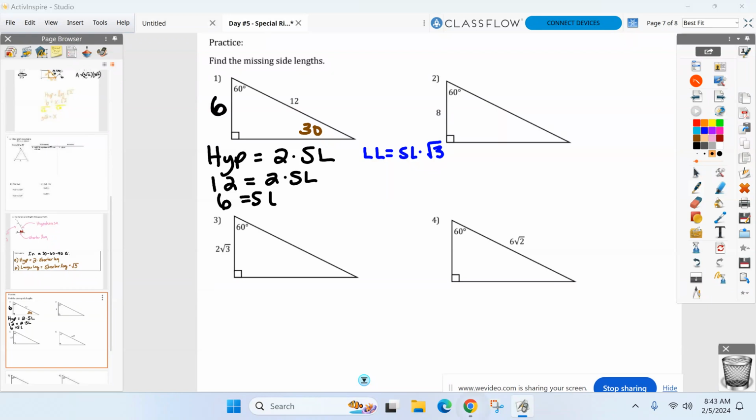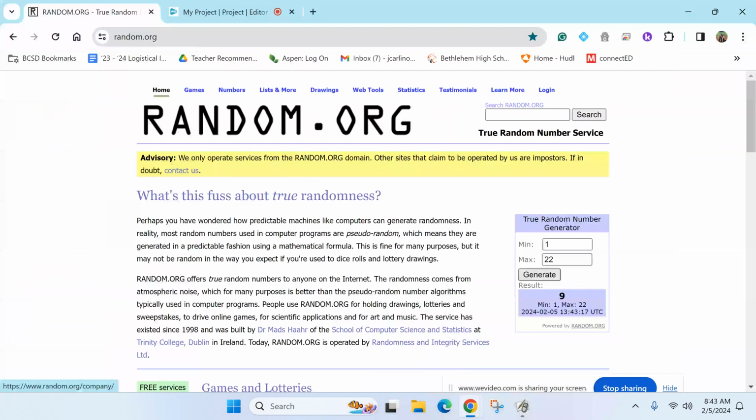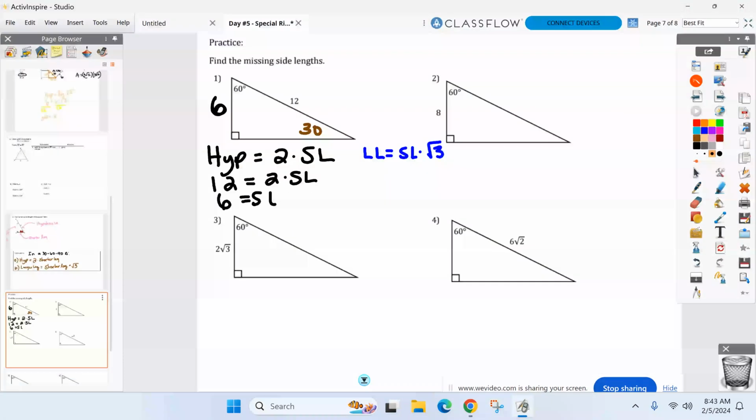What are we plugging in for shorter leg here? We just found it, but what are we plugging in for the shorter leg? Vinny? 6. Yep. So longer leg, there's nothing to do here because I don't want any decimals. 6 square root of 3. And there's my longer leg.